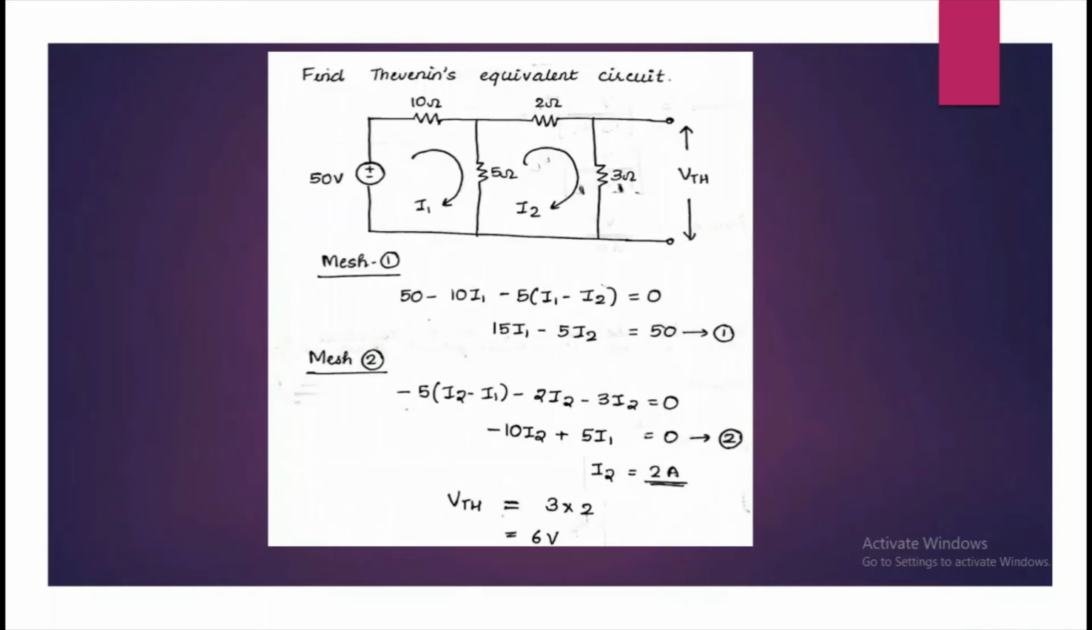To find the Thevenin's equivalent voltage, open circuit the element RL. We have two meshes now, and we find the currents I1 and I2. Write the mesh equations and solve. So the Thevenin's equivalent voltage across the 3 ohm is 3 into 2 ampere, which is equal to 6 volt.